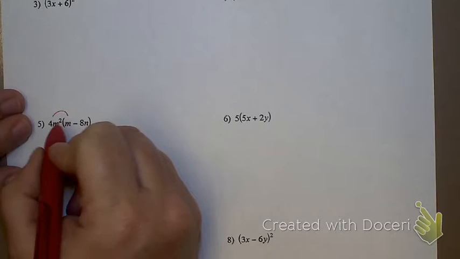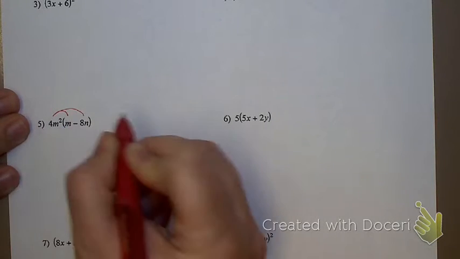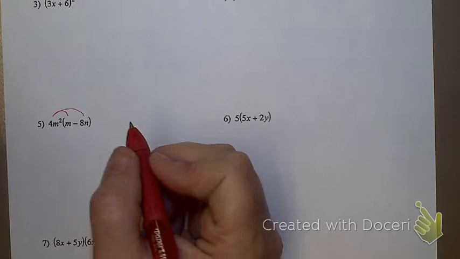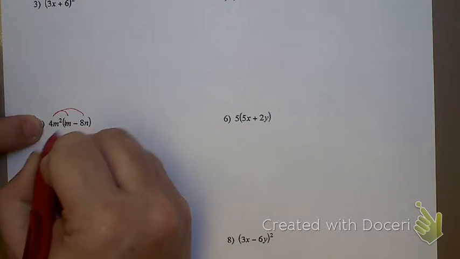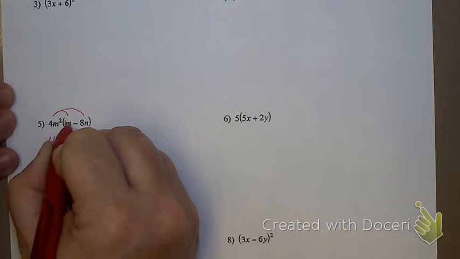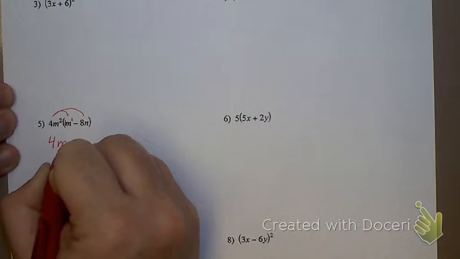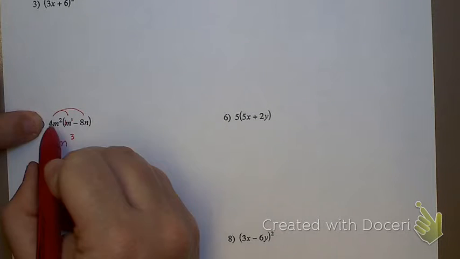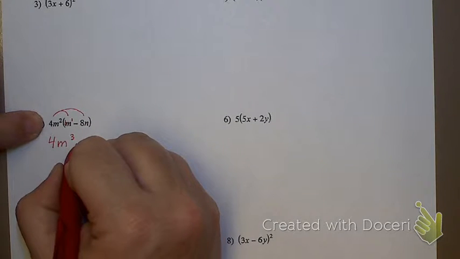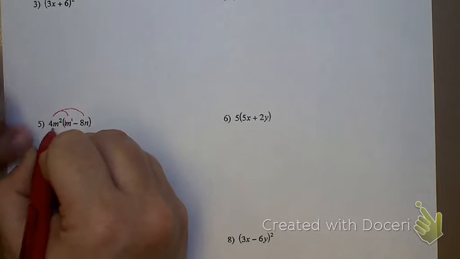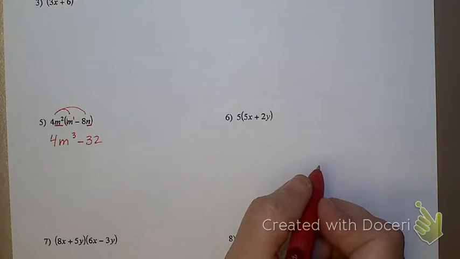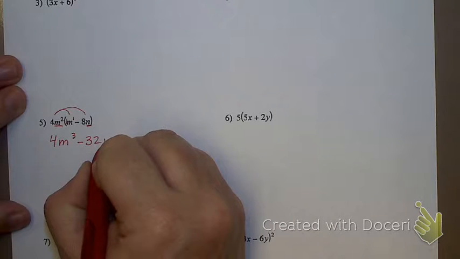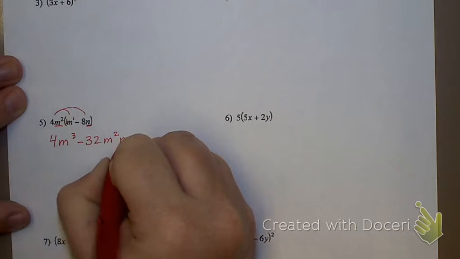So I'm going to take 4m squared and I'm going to distribute. What am I going to do with those exponents? Add them. All right, so 4 times, what's in front there? Technically a 1, so 4 times 1 is 4. M squared times m, let's add those exponents and we get m to the third. And then 4 times negative 8 would be negative 32. What about m squared and n? Those exponents I can't add. Why not? Because those bases are different. One's an m and one's an n. So I just have to write m squared n.